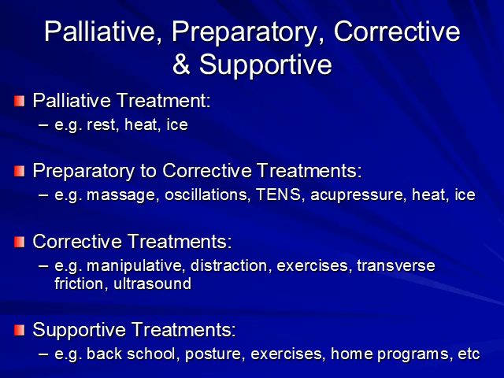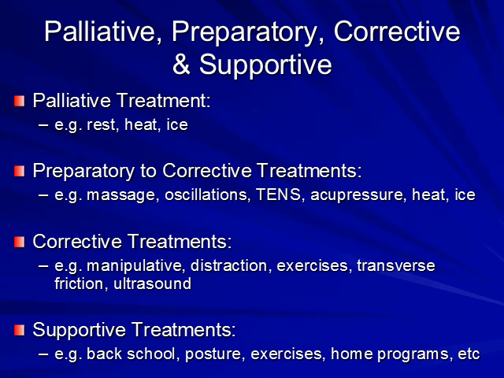All right, when we're talking about treatment interventions, we have 4 categories of treatment intervention. We have palliative, preparatory, corrective, and supportive. The palliative treatment is where we treat the pain. So if the patient has significant amount of pain, we treat it here under palliative. It's only during pain. It may be as simple as resting the tissue to get it calmed down, heat, ice, modalities, massage, that sort of thing.